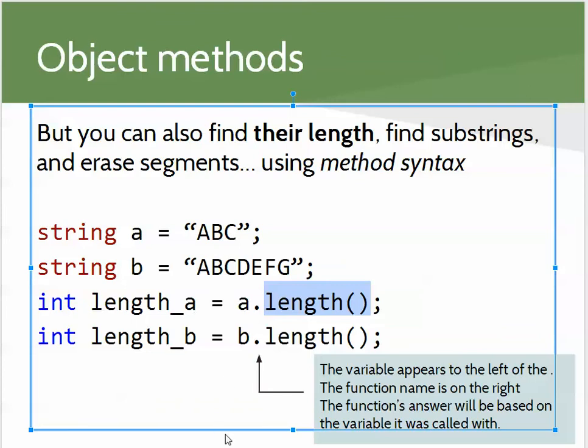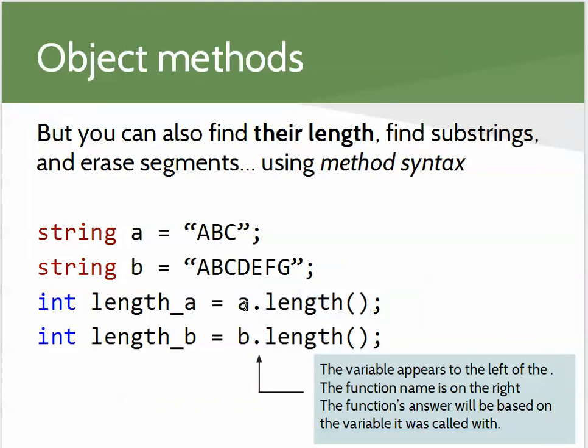This dot notation, the variable will always appear on the left-hand side. The method, the function name, is on the right-hand side, and we can put parameters in here. Length does not require any parameters, but we'll see plenty of examples where we do. The length function, of course, returns something different for A when it's called with A and when it's called with B.